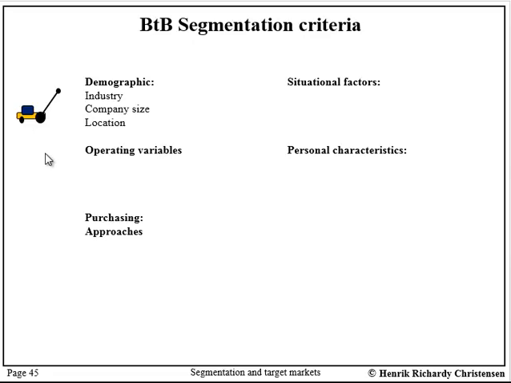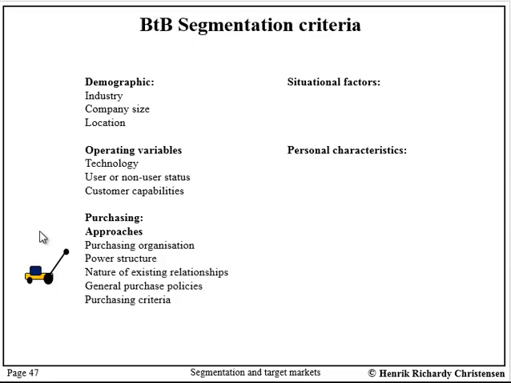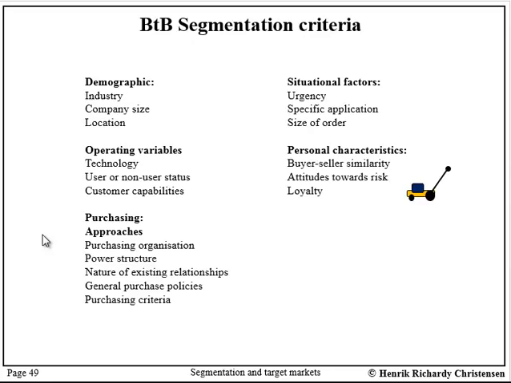Now let's proceed with the operating variables. We here have technology. Is the company a user or non-user? What about the customer's capabilities? We have purchasing approaches. What about the purchasing organization? What about the structure of power, the nature of existing relationships, general purchase policies, purchasing criteria? And then we have the situational factors, which are urgency, specific application, size of order. And the last one, personal characteristics. What about the buyer-seller similarity and attitudes towards risk? And the last one, loyalty.